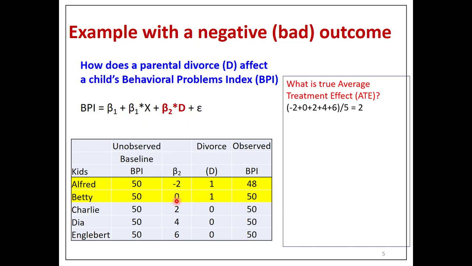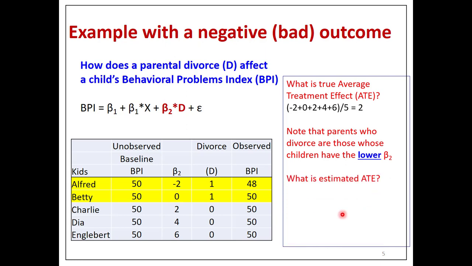So the -2 plus 0 plus 2 plus 4 plus 6 divided by 5 people, and that's going to give us 2, a positive 2. That's your average treatment effect. That's what we hope to estimate. Okay, again, note here that the parents who divorce are those whose children have the lower beta 2.